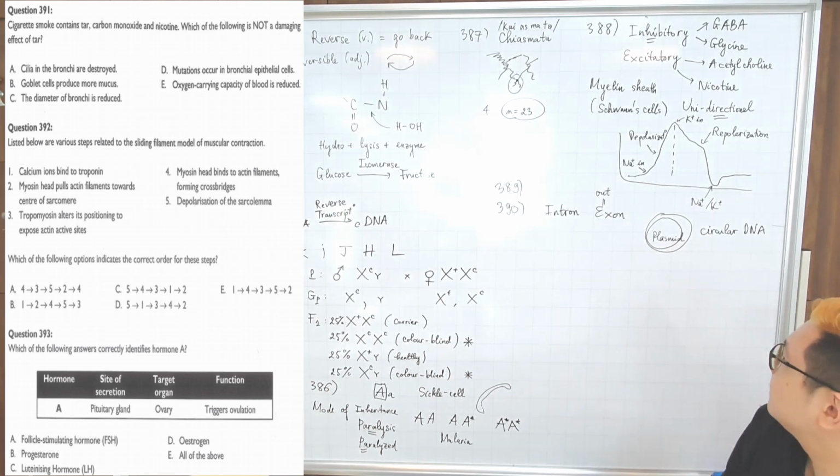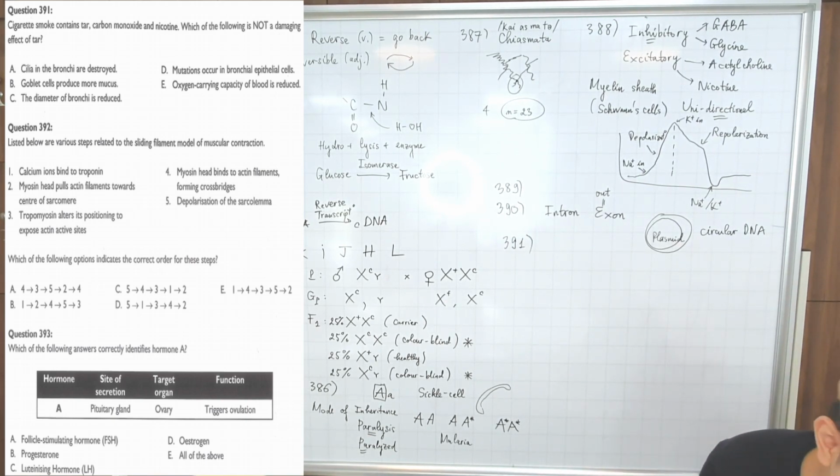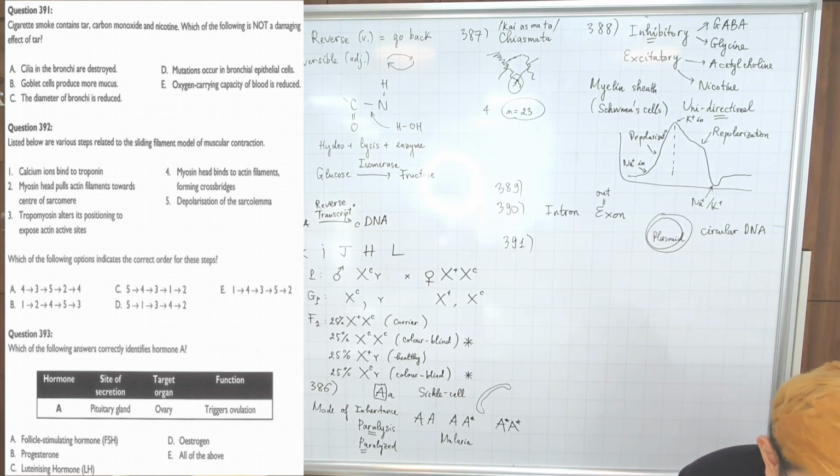Question 391. Cigarette smoke contains tar, CO2, and nicotine. Which of the following is not a damaging effect of tar? Khói của thuốc lá nó có chứa tar là cái than xỉ, than xỉ, CO2 và nicotine. Cái nào sau đây không phải là một tác động gây hại của than xỉ?